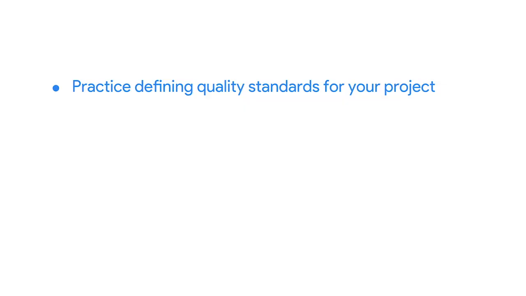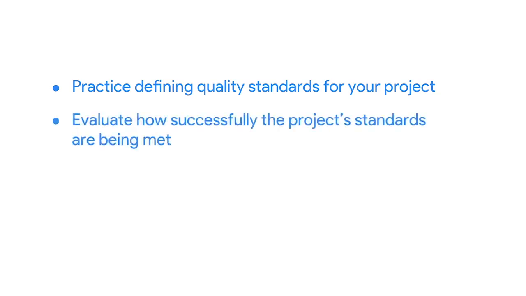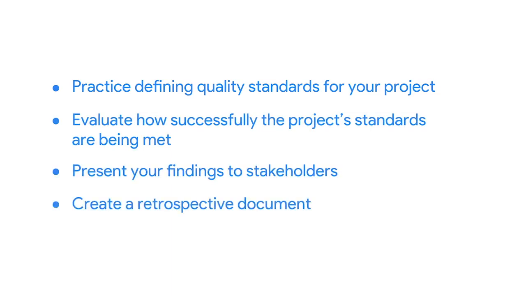In the upcoming videos and activities, you'll practice defining quality standards for your project. Then, you'll evaluate how successfully the project standards are being met and present your findings to stakeholders. You'll also create a retrospective document, which project managers use during discussions about project progress and any process improvements that need to be made. Before we get started, let's review the project scenario for this course.